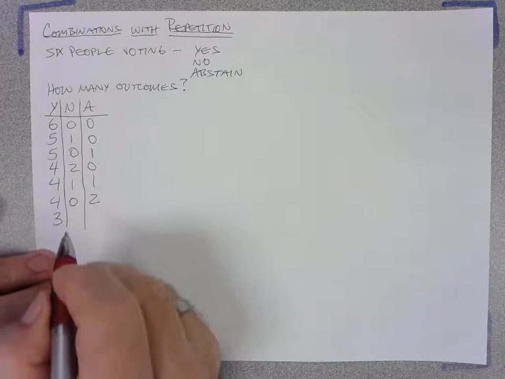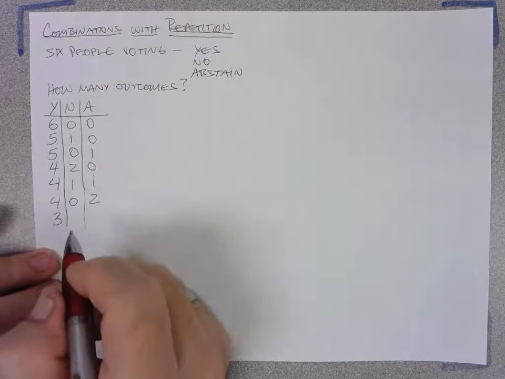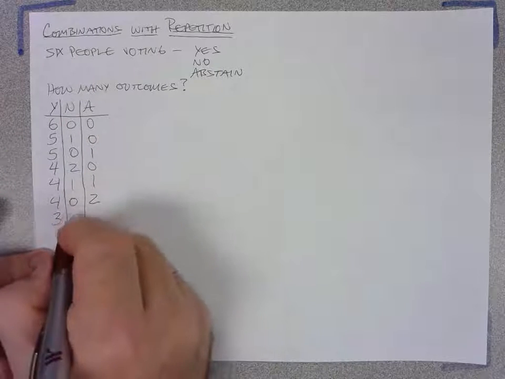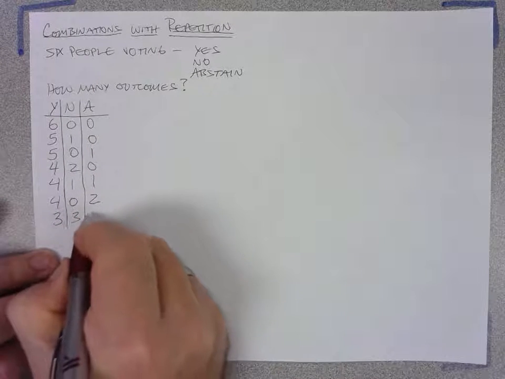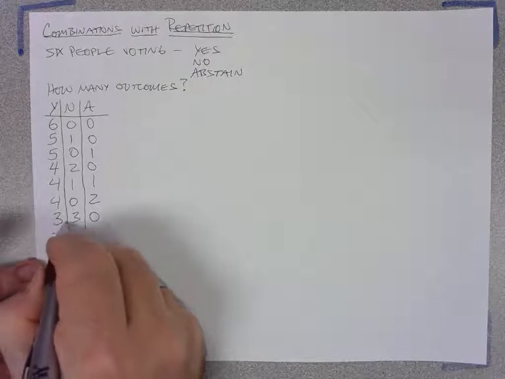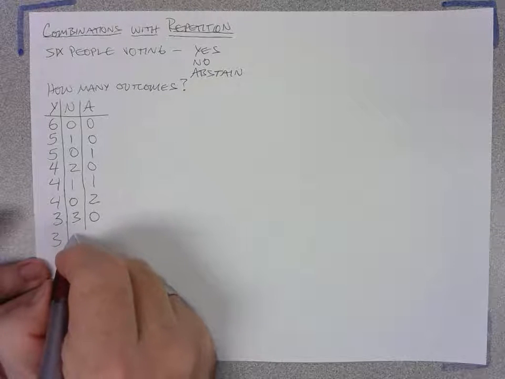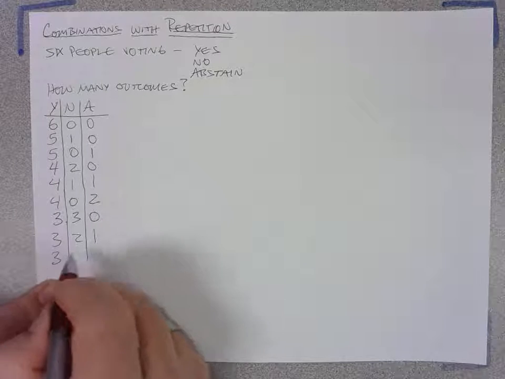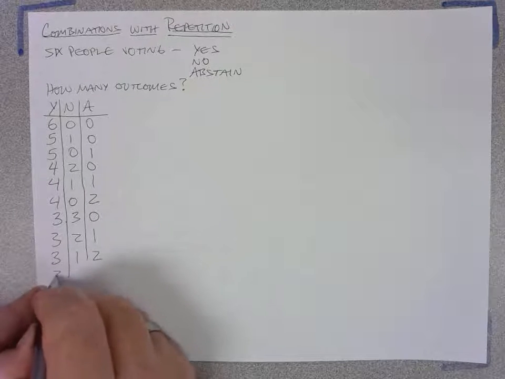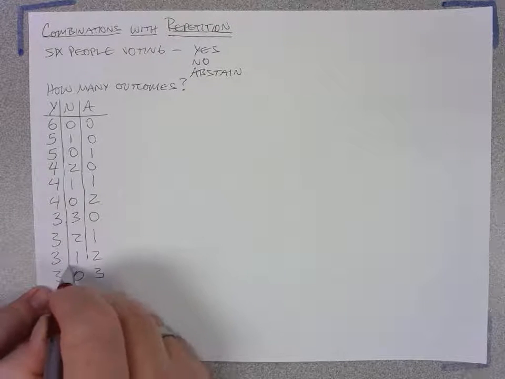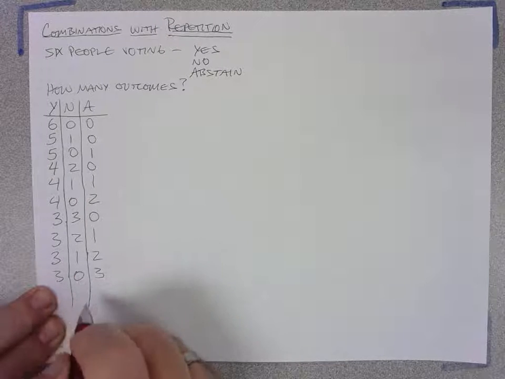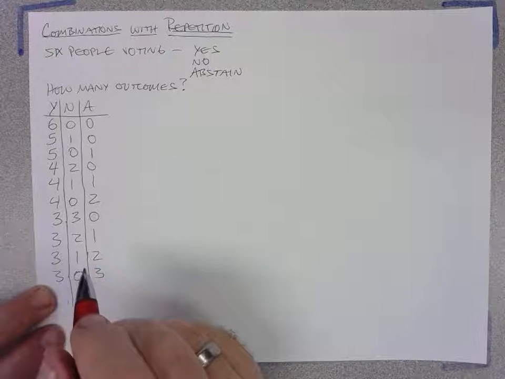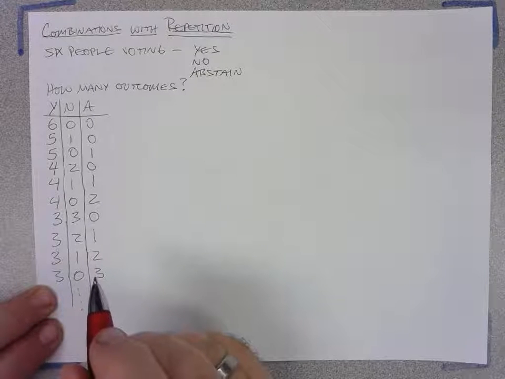We could sit here and we could write this whole thing down, which is possible because we're only talking about 6 people. But at some point you say, good grief, this could take all day. Imagine if we have 20 people and we were sitting here writing all this out. So far we're down to 3 people saying yes, and then this continues on down. Let's think, there's got to be a better way to do this.